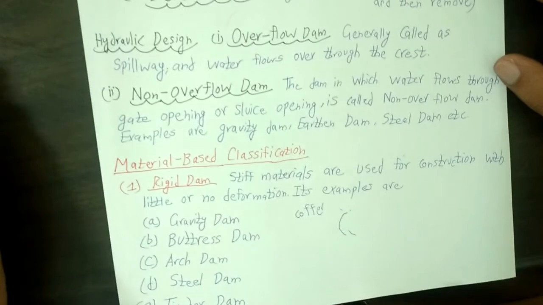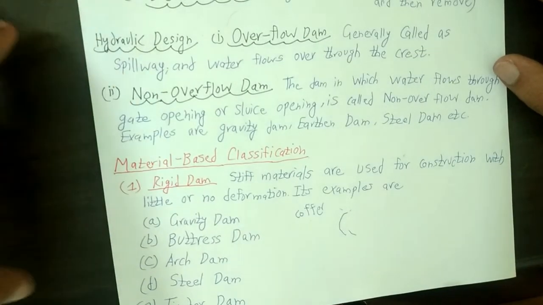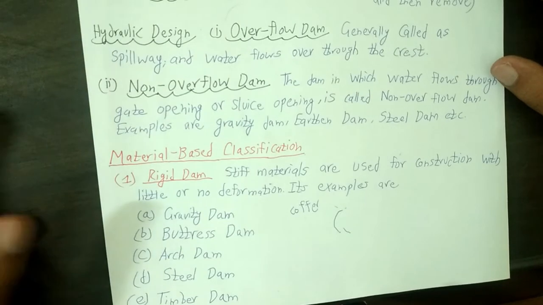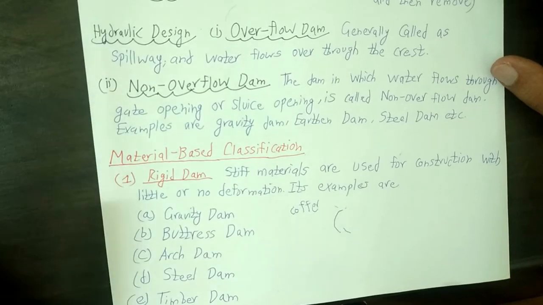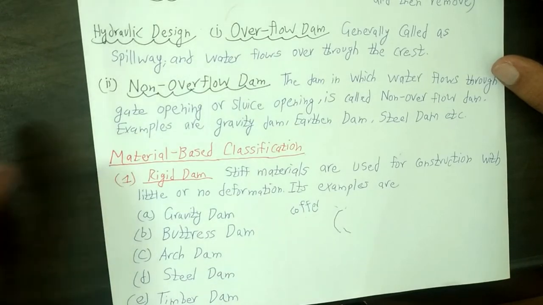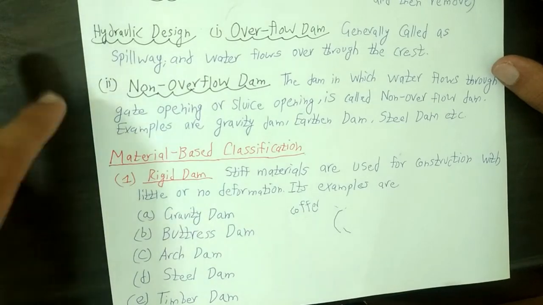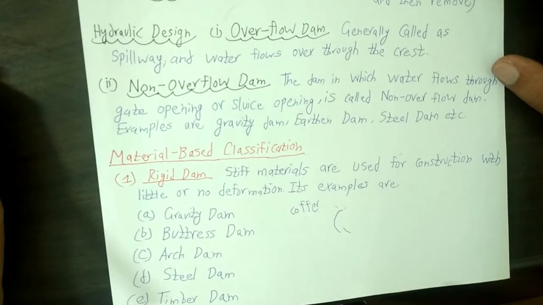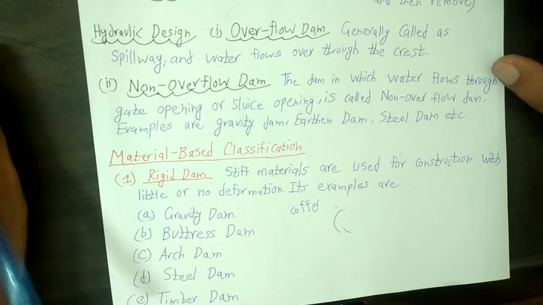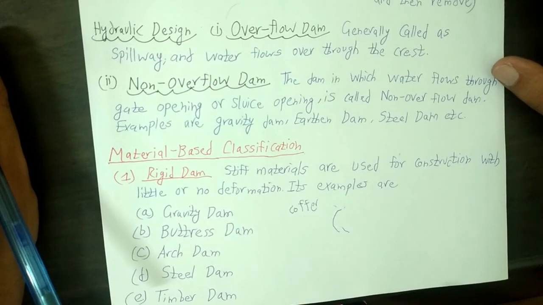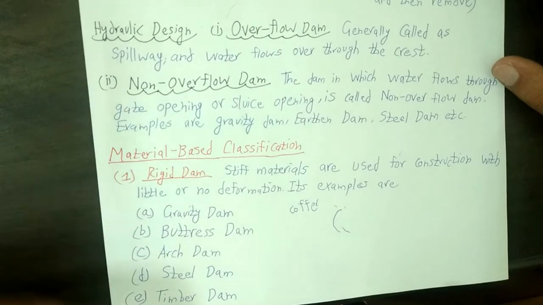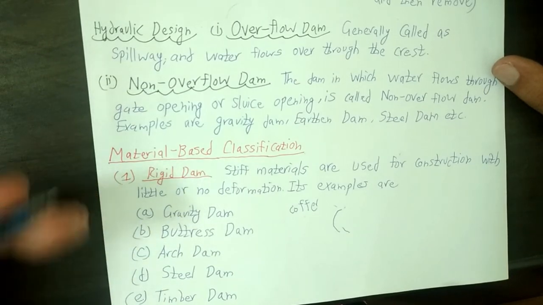A coffer dam is a temporary structure which is constructed to exclude the water from a given site to perform a specific operation. Whenever we have to dry a surface and exclude the water from the site, we use a temporary structure; the water goes into the coffer dam, the site is dewatered, and the water is stored temporarily in the coffer dam. That is known as a coffer dam, and a steel dam is basically a type of coffer dam. Next is our timber dam, in which timber or wood is used as the construction material. These are some rigid dams classified on the material basis.